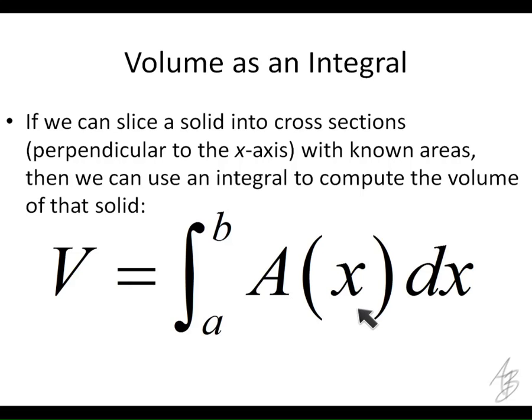Now this area depends on x. So if we're talking about, say, a pyramid, a square pyramid, x might be the height from the ground. So then the area function here would be the area of the cross-section depending on how high we are from the ground. Does that kind of make sense?